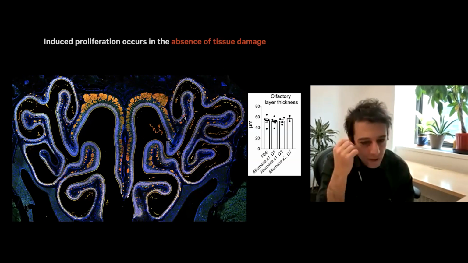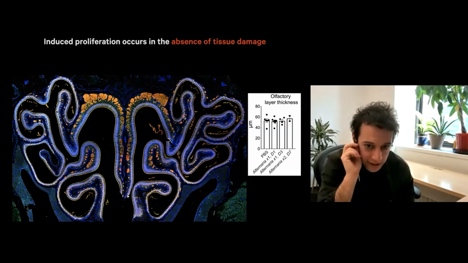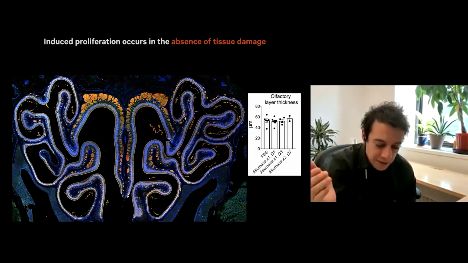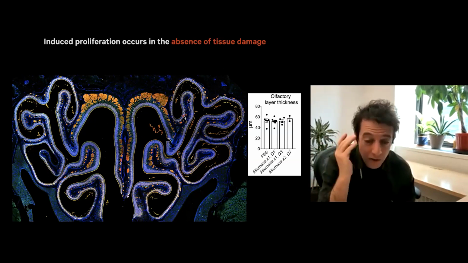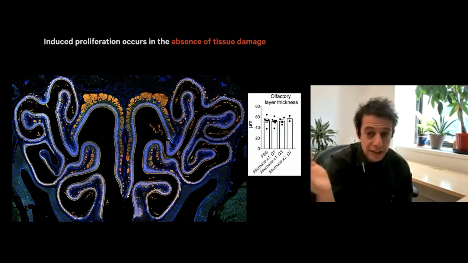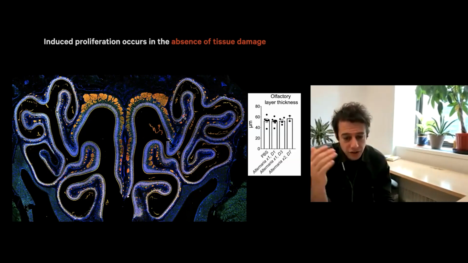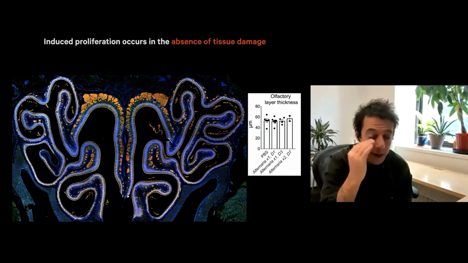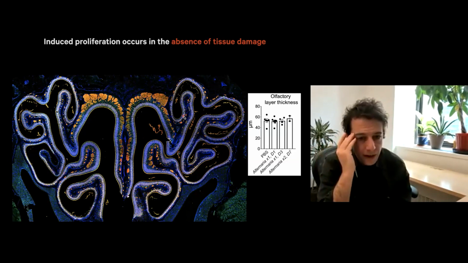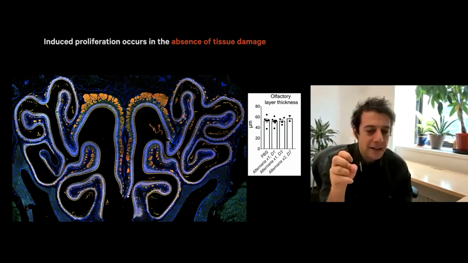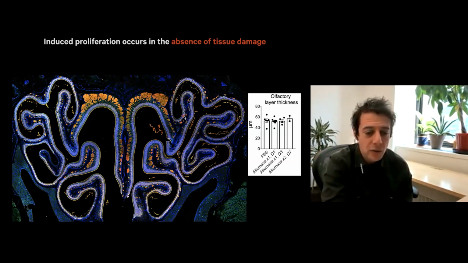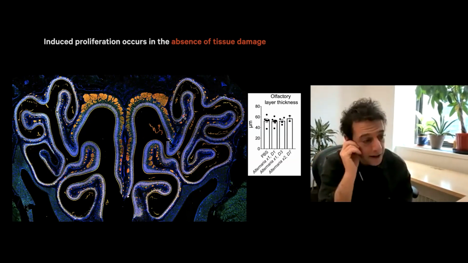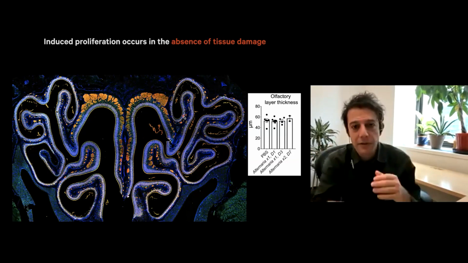One of the things that we then really wanted to know is there's this established fact in the field, which is that the main driver of olfactory stem cell proliferation is actually tissue damage. So if the tissue is stripped by a chemical injury or some other damage, then the stem cell compartment really proliferates in order to regenerate it. So we wanted to see whether that was what was going on when we observed this stem cell proliferation.